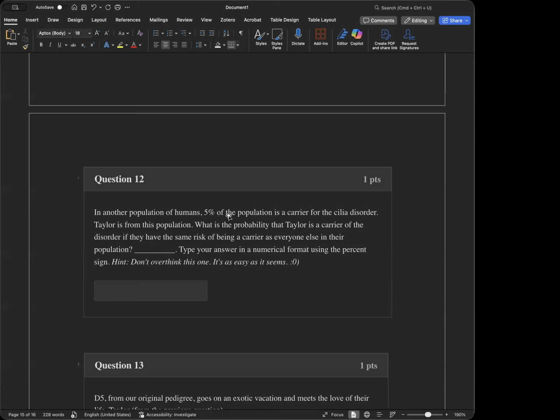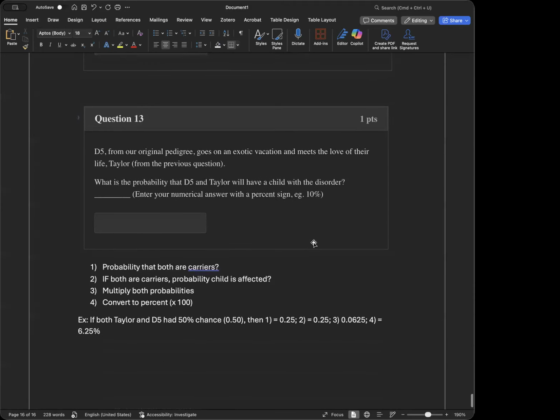There is a 5% chance of being a carrier in the population. Taylor has the same risk of being a carrier as everyone else. Yes, it is that easy. Final question.